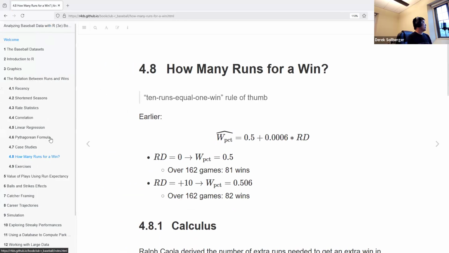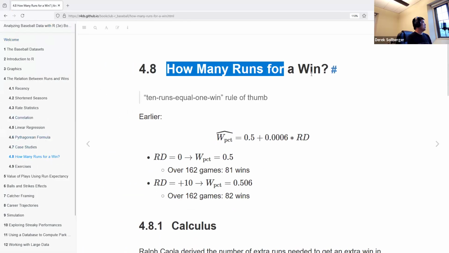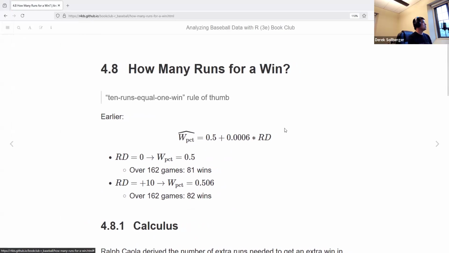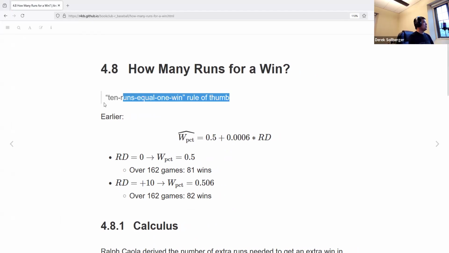Let me see where we're at. I'm in the last section of the chapter, and I did a couple of the exercises as well. One question we could ask ourselves is an old adage from baseball scouts: how many runs for a win? Around this time, in the early sabermetrics, or maybe earlier in baseball scouting in general, there was a rule of thumb saying that 10 runs equals 1 win.